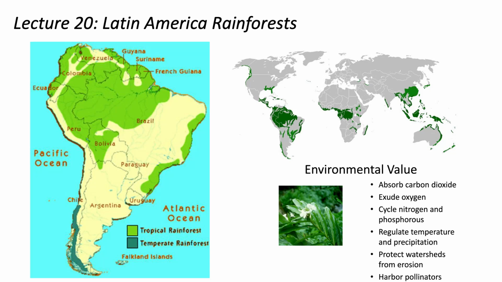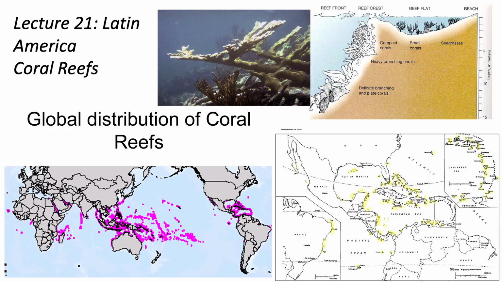The next lecture explores the coral reefs of Latin America, which are concentrated around the Caribbean. We explain that coral reefs are remarkable examples of symbiosis with photosynthetic algae living in soft tissues of the coral animal host, and how global warming causes the algae to leave, leading to coral death and bleaching.